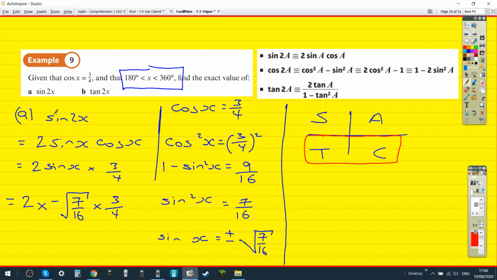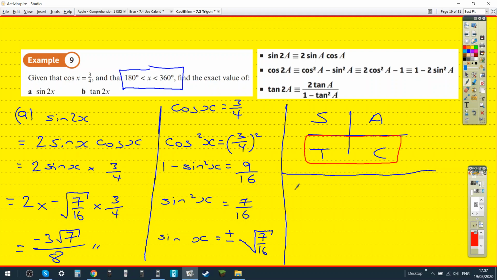And so what is sine 2x? So you just type that in, yeah? Yep. I love that answer. I got minus 3 root 7 all over 8. Nothing wrong with that.